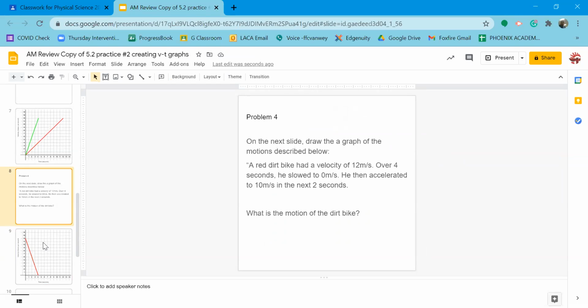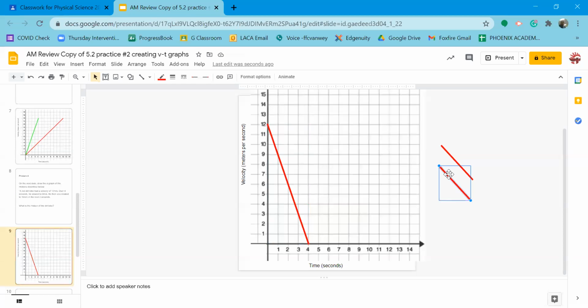He then accelerated to 10 meters per second in just 2 seconds. So he got up to 10 meters per second, but it took him 2 seconds. So this is a graph of the motion of the dirt bike. He slowed way down, and then he zipped and sped way up. This third line is not useful.